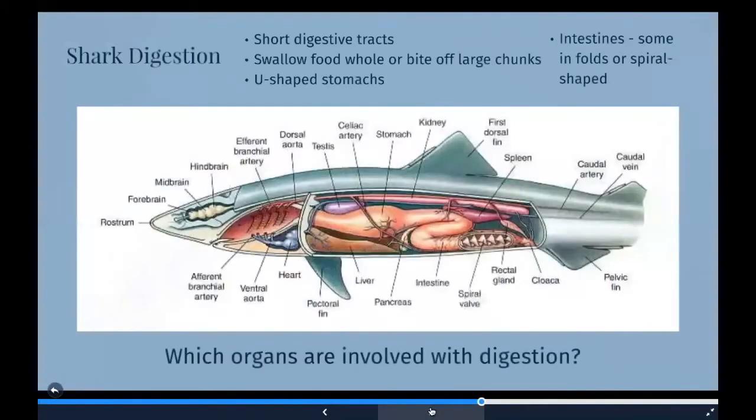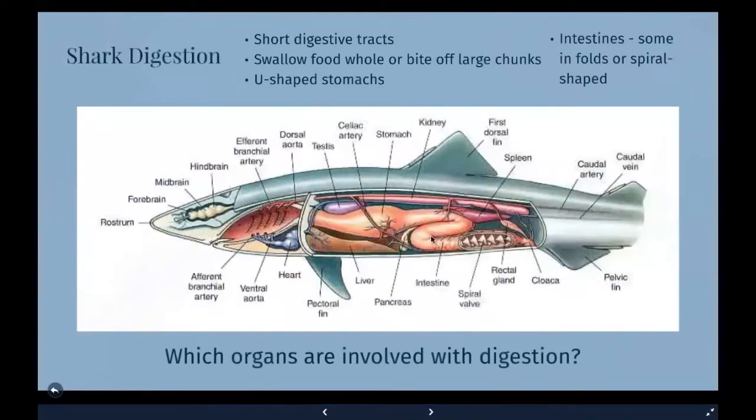All right, next we come to shark digestion. So sharks actually have pretty short digestive systems. Here it is, right here. So they swallow their food whole, or they will bite off large chunks. They have U-shaped stomachs and intestines. Some shark species have folds or spirals. Here's a spiral valve within the intestines. So that's pretty interesting. Spirals are actually one of nature's most common patterns.